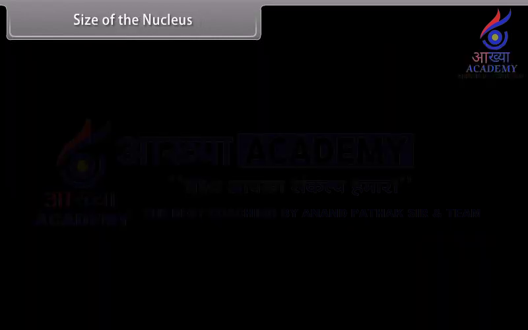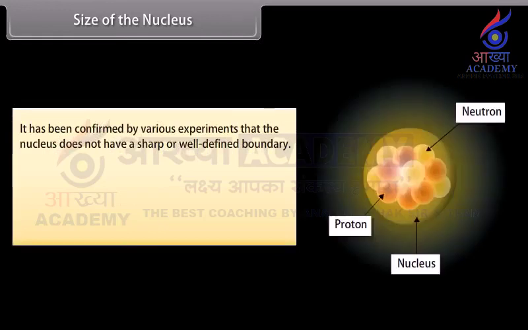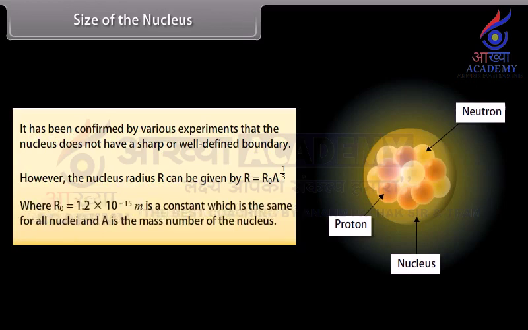Size of the nucleus. It has been confirmed by various experiments that the nucleus does not have a sharp or well-defined boundary. However, the nucleus radius r can be given by r = r0 × A^(1/3), where r0 = 1.2 × 10^-15 m is a constant, which is the same for all nuclei, and A is the mass number of the nucleus.